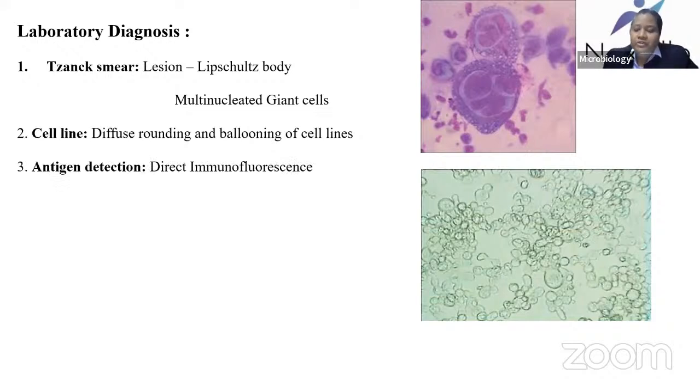Or you can go for direct immunofluorescence from the sample, which can be viewed under the fluorescent microscope for detection of the viral antigen directly from the lesion. A smear can be taken and stained with a fluorescent dye tagged with the specific antibody. If there is an antigen-antibody combination, there will be fluorescence that can be detected by the fluorescent microscope. And this antigen detection can also be specific for the type of HSV.